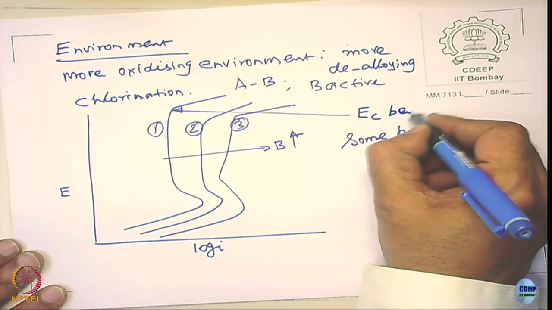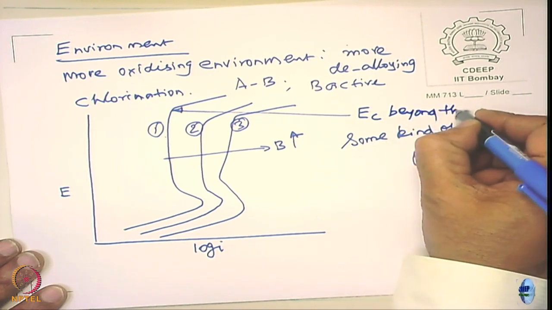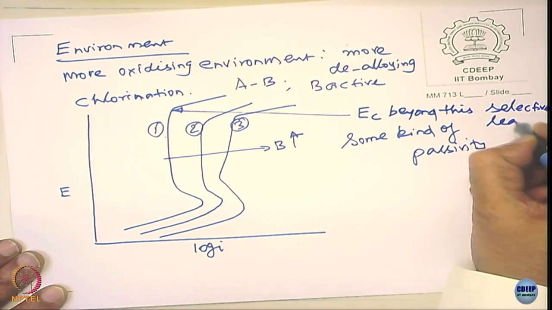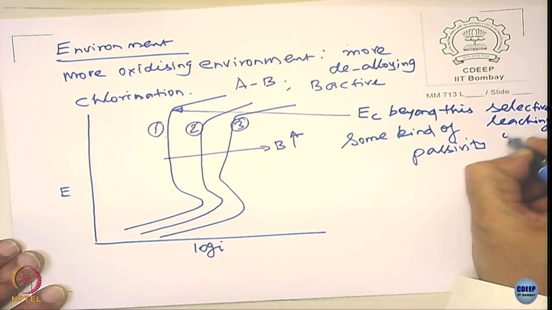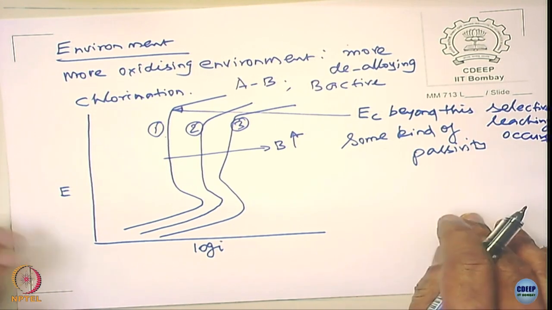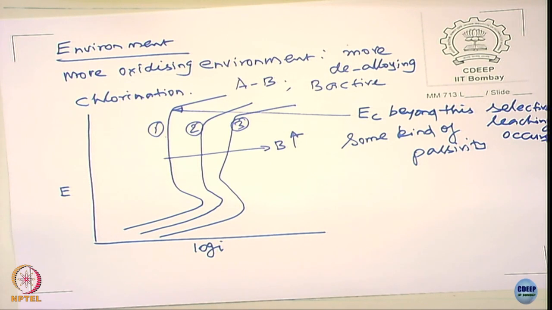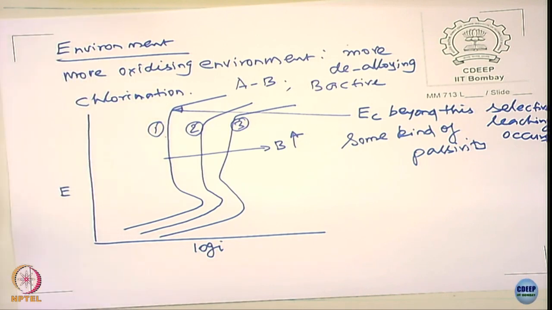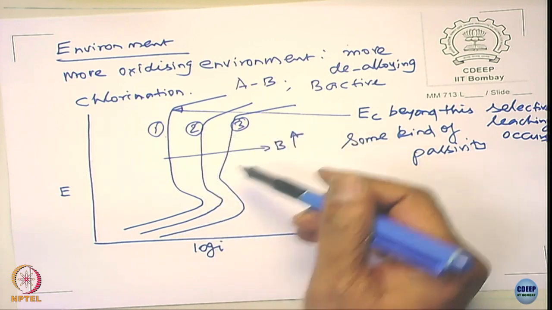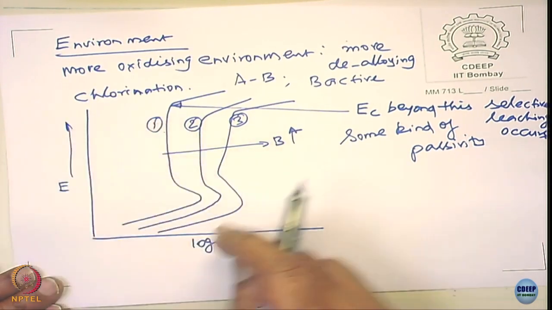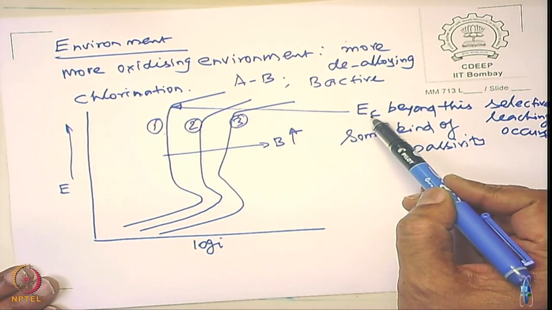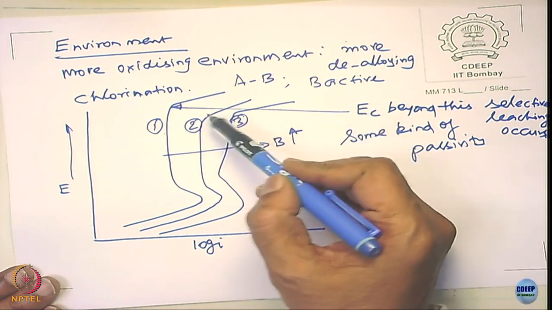Beyond this, selective leaching occurs. So, there is a driving force for corrosion to occur, right. So, for these alloys, in order to find out whether they undergo dealloying, how effective they are, you can carry out a polarization curve and find out what is the EC value. EC here represents the potential above which the dealloying really occurs.